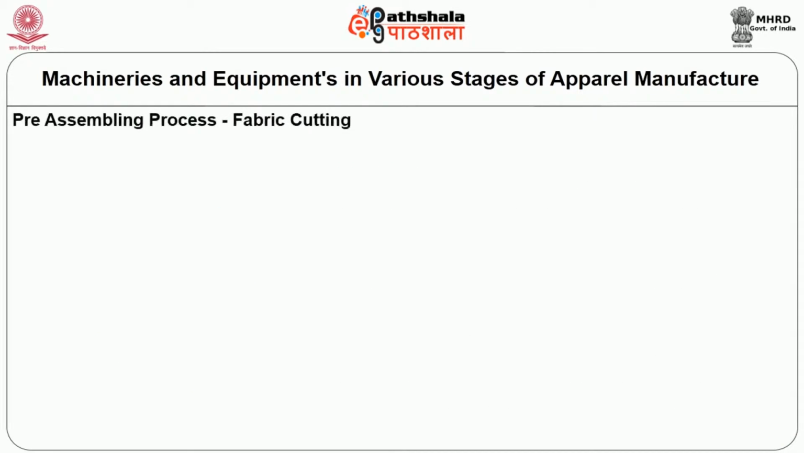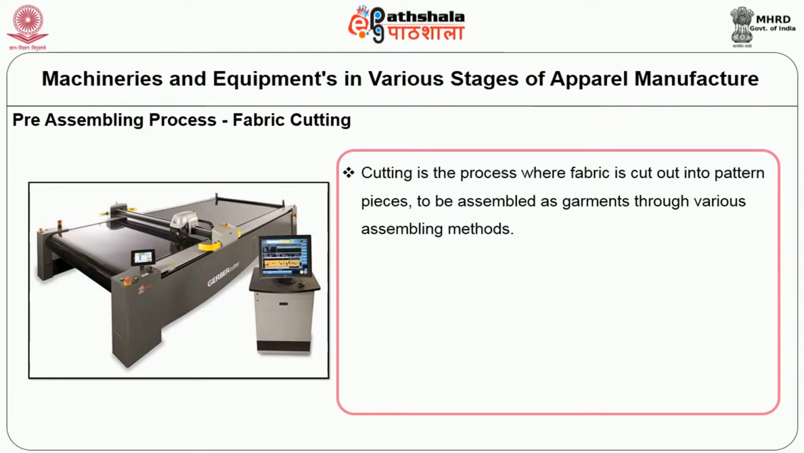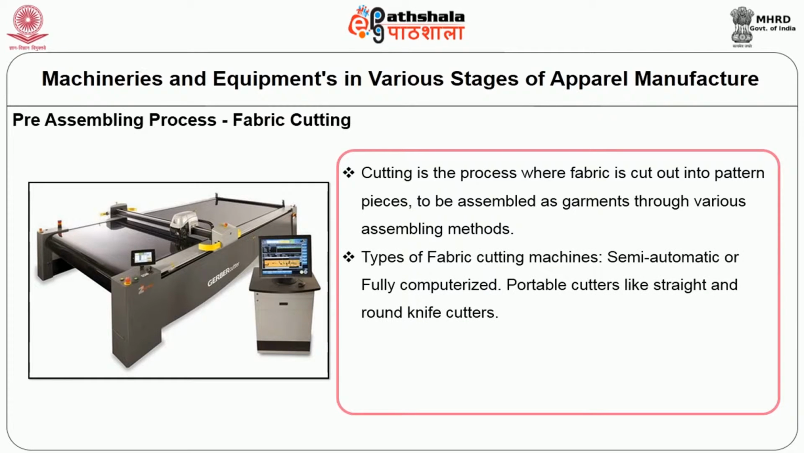The next process is fabric cutting. Cutting is a process where fabric is cut out into pattern pieces to be assembled as garments through various assembling methods. Types of fabric cutting machines: we have semi-automatic or fully computerized, and we have another classification of these cutting machines. They are either portable cutters, such as straight and round knife cutters, or stationary cutters like band knife, die cutting, servo cutting, plasma cutting, water jet cutting, or laser cutting.